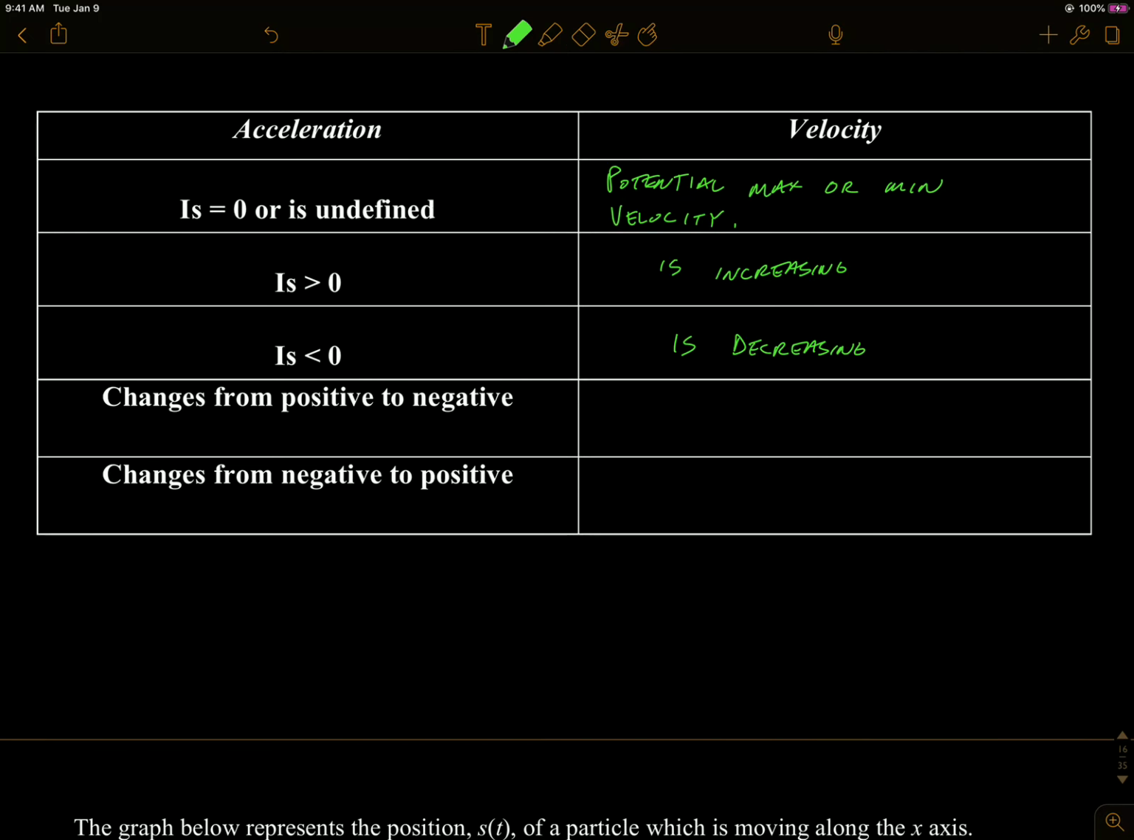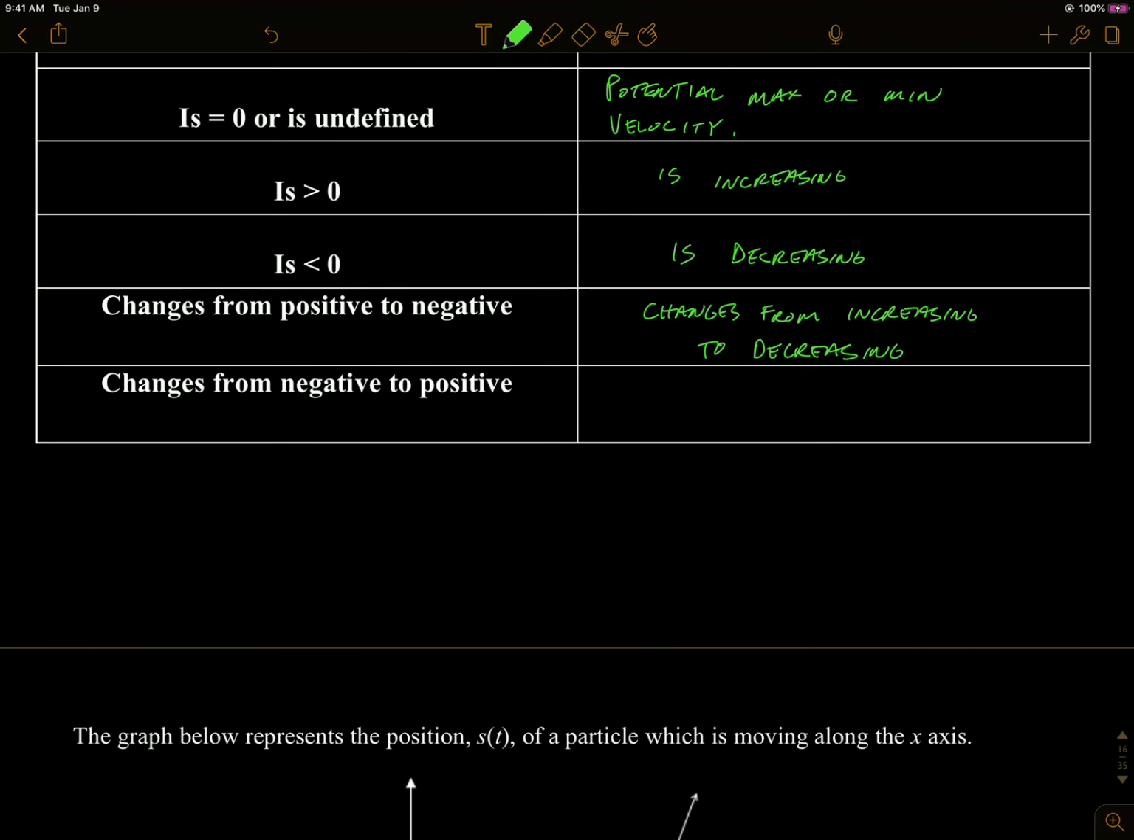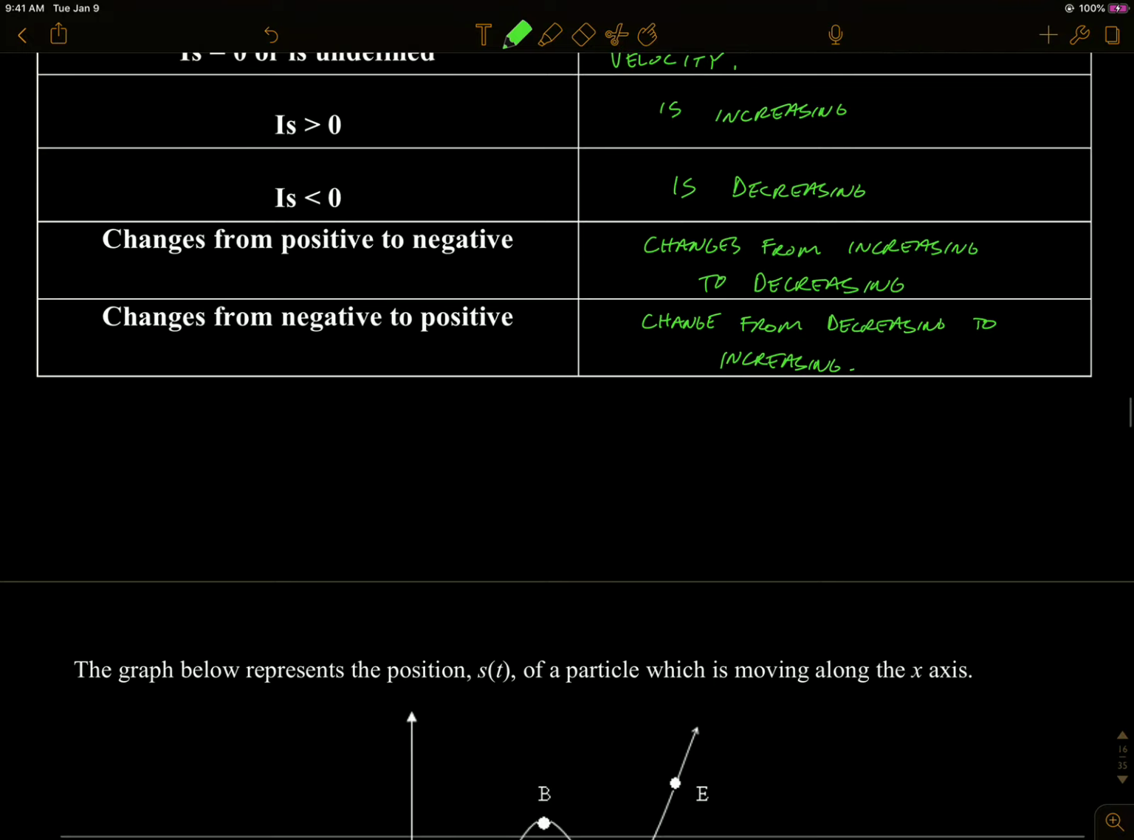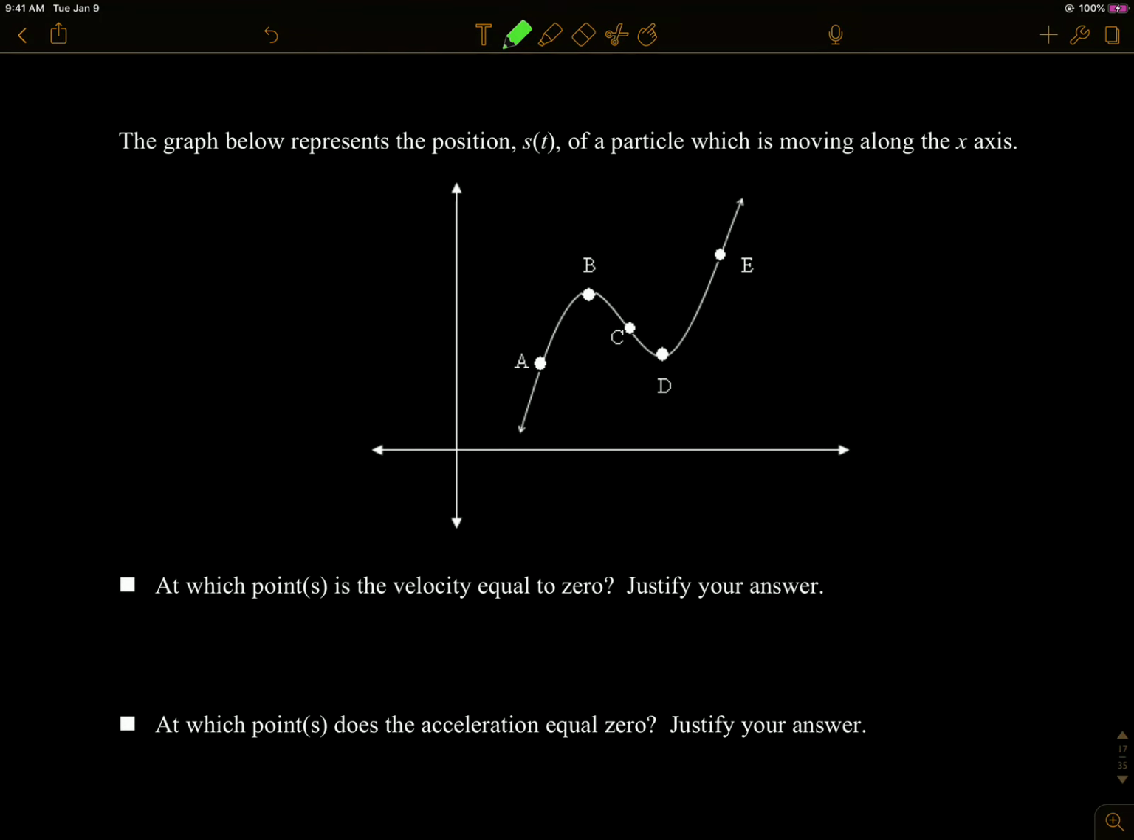We know that when acceleration changes from positive to negative, the velocity changes from increasing to decreasing. When the acceleration changes from negative to positive, then we know that the velocity changes from decreasing to increasing. We could also say on these last two that the velocity has a maximum and the velocity has a minimum. But we're going to think about it more as the velocity increasing and decreasing.